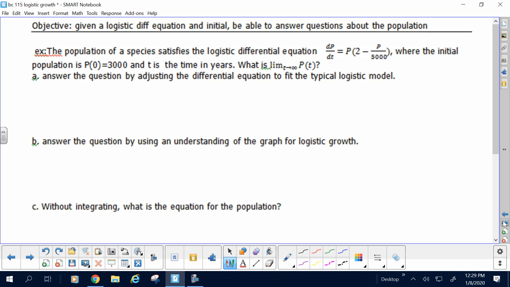The population of a species satisfies the logistic differential equation. dp dt is P times 2 minus P over 5,000, where the initial population is given and T is in years. What is the limit as time goes to infinity?